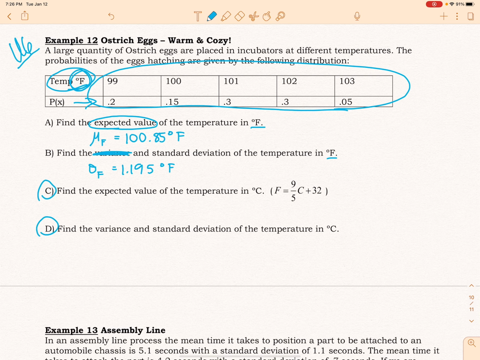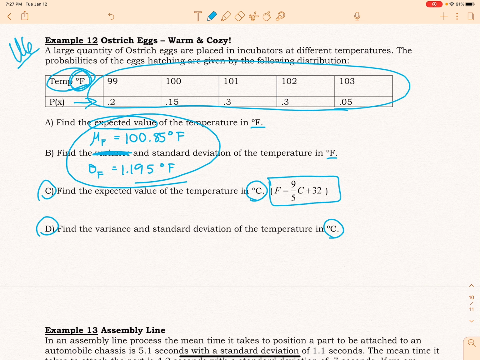Okay, so C and D, now we're really going to explore what this transformation would look like. So the only thing that would be different from how I'm doing this problem for a discrete distribution versus if I had given you a normal distribution is that I probably just would have given you this information and told you it was normally distributed. So working from here now, I am going to transform my Fahrenheit temperature into terms of Celsius. And I don't expect you to remember that formula, but I have given it to you right here. This is how we transform from Celsius to Fahrenheit and vice versa.